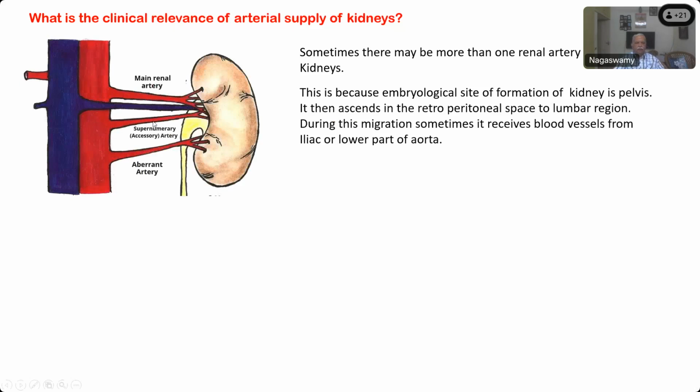Sometimes the aorta itself will give another branch, a second branch to the kidney. This is called the supernumerary or accessory artery. And there may be another branch coming from lower down the aorta, which is called the aberrant artery. Why is this called an accessory or supernumerary artery and why is this called an aberrant artery? By looking at the picture, can you tell me the difference?